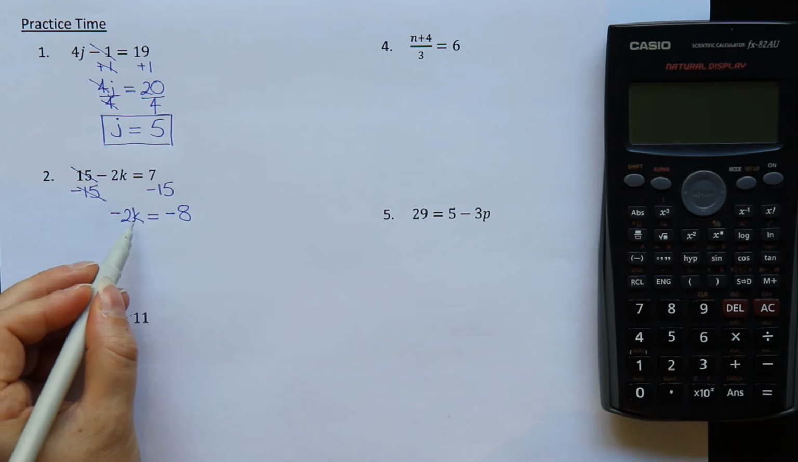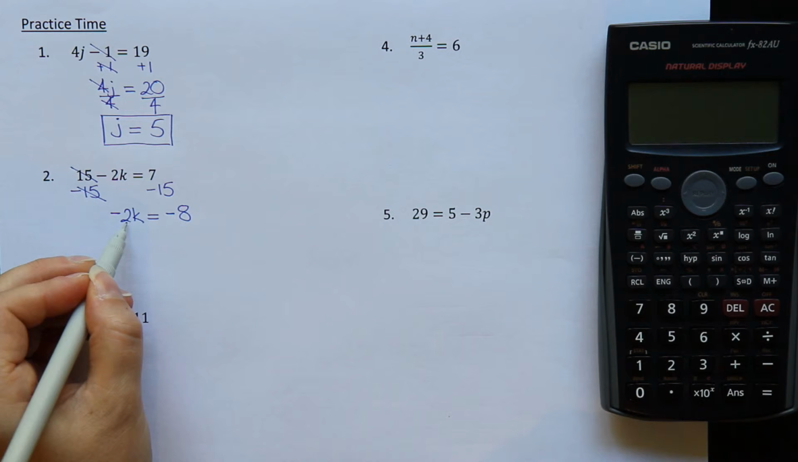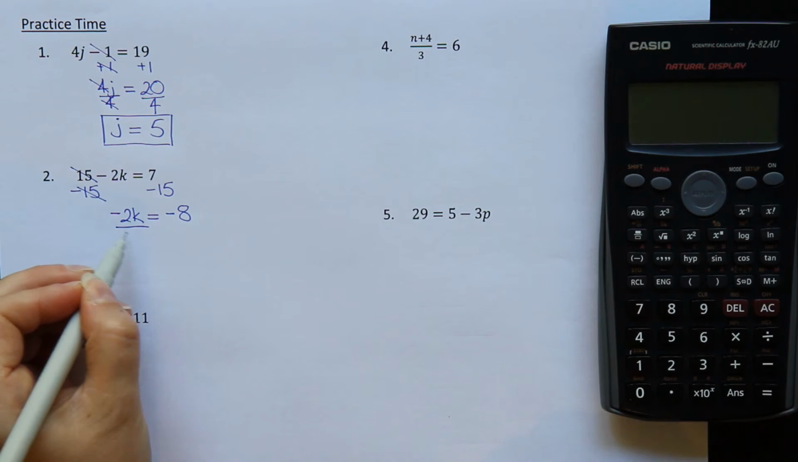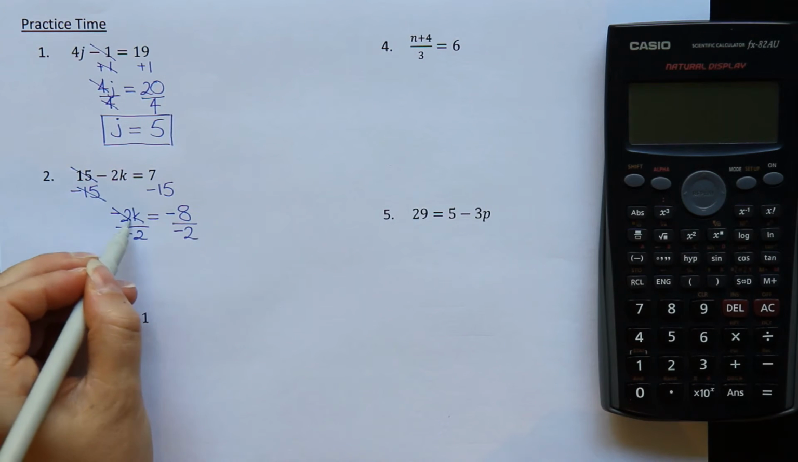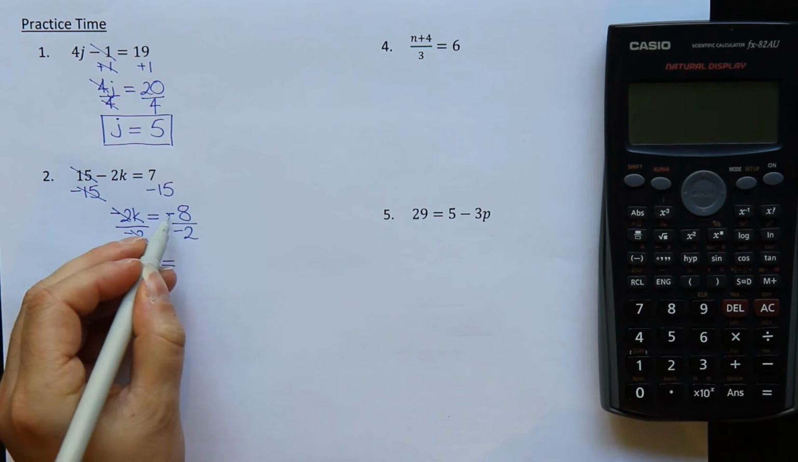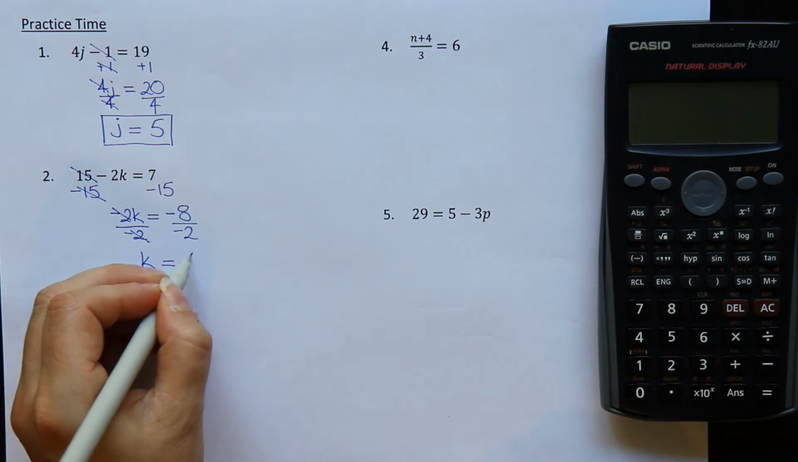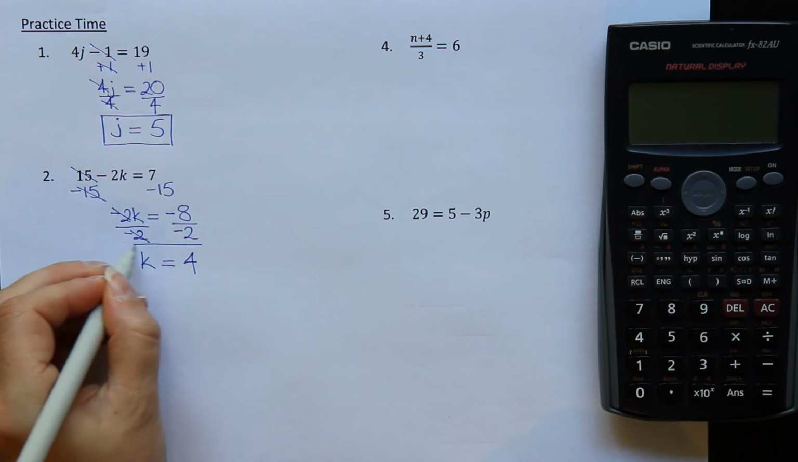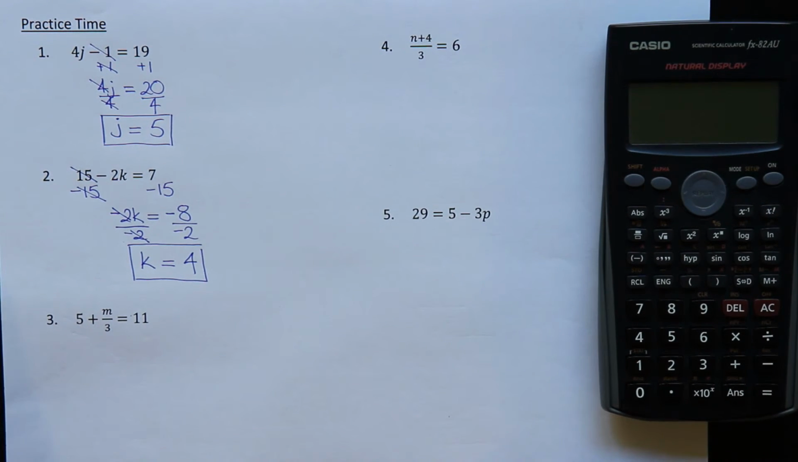Now, negative 2 times k, that's timesed in here, so I need to divide by negative 2. Get rid of those, k is now by itself. Minus 8 divided by minus 2, minuses will cancel out. 8 divided by 2 is 4. Nice simple answer to a kind of messy question.